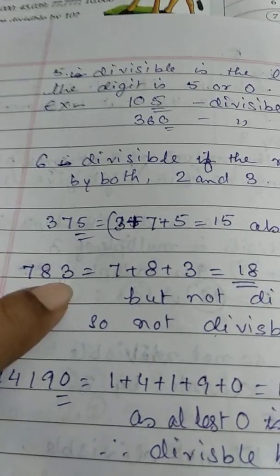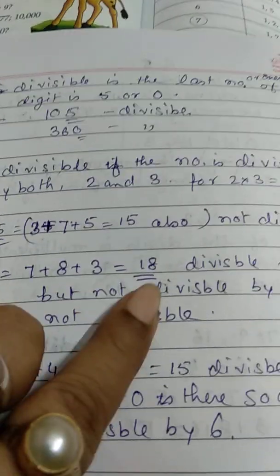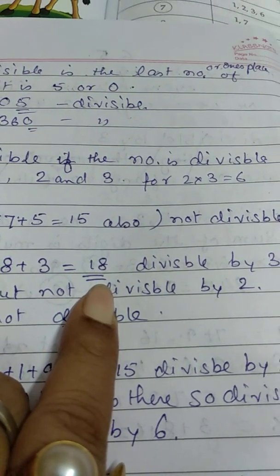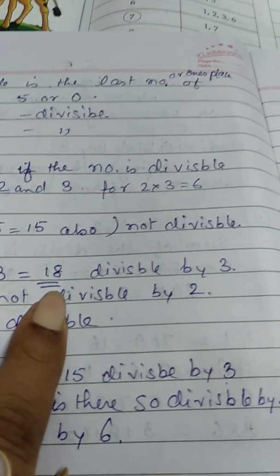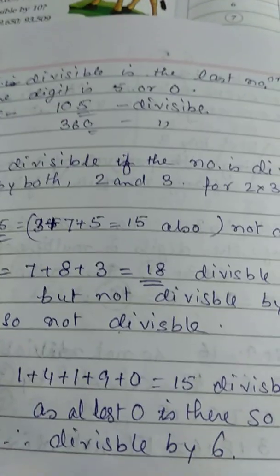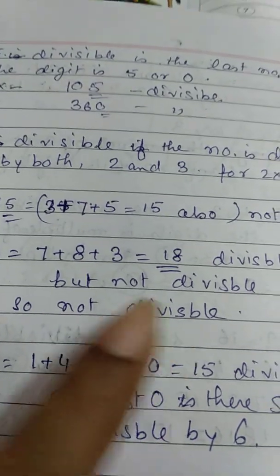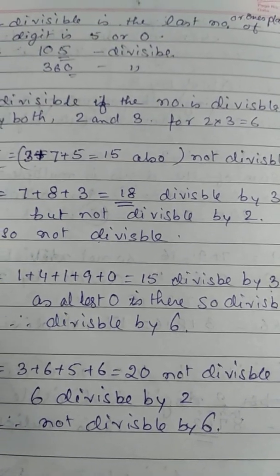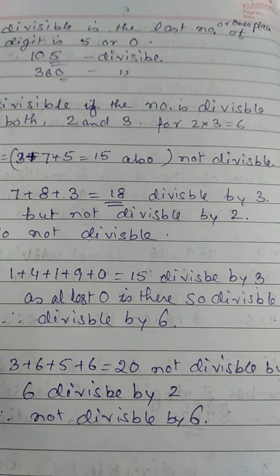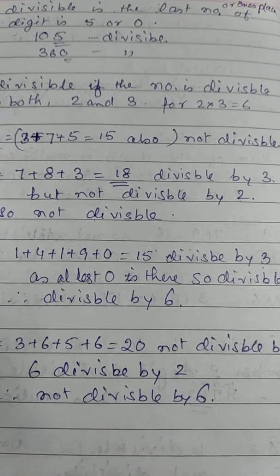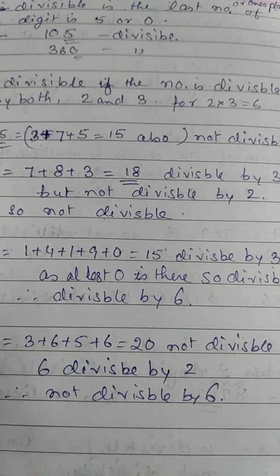Whereas 783, if we add 783, we get 18. Okay, it is also not divisible by 6 because it is divisible by 3 but not by 2. So it is not divisible by 6. I think you understood why it is not divisible. Rest you can do by yourselves.